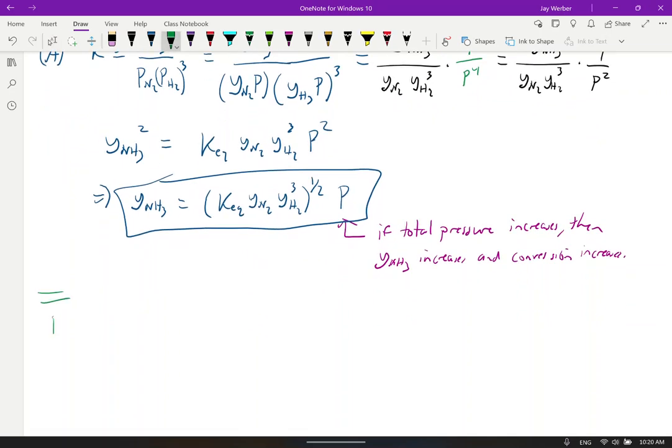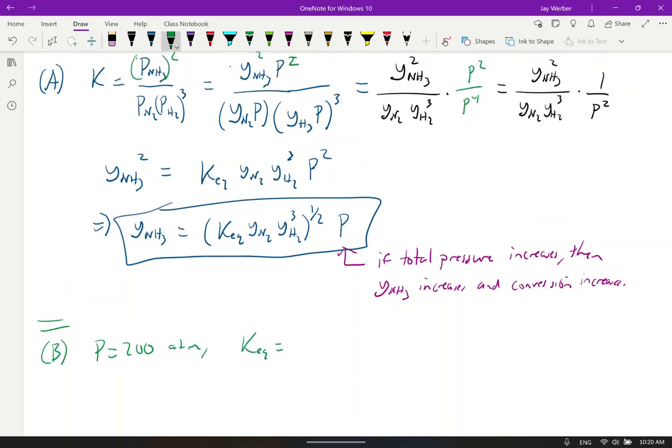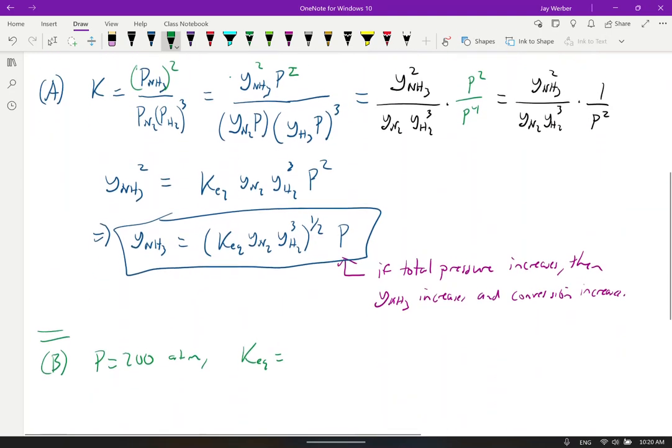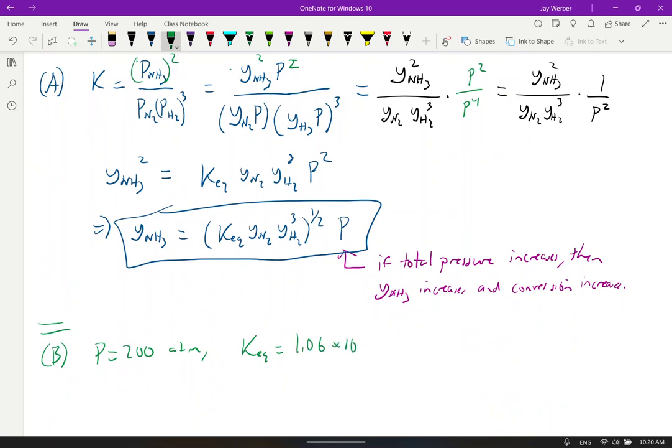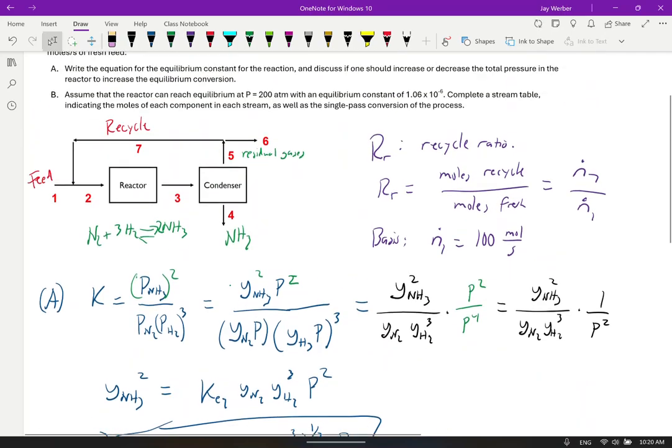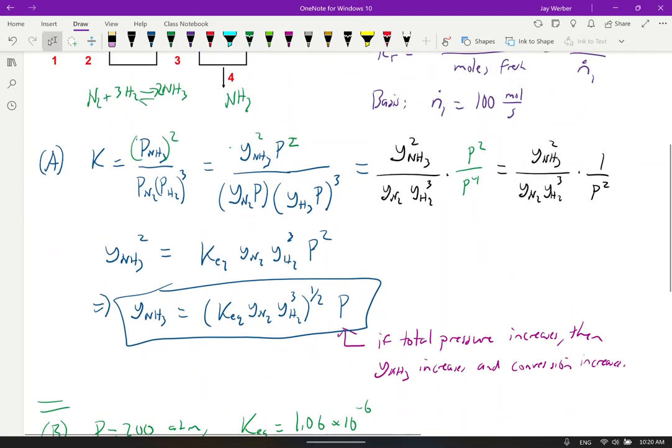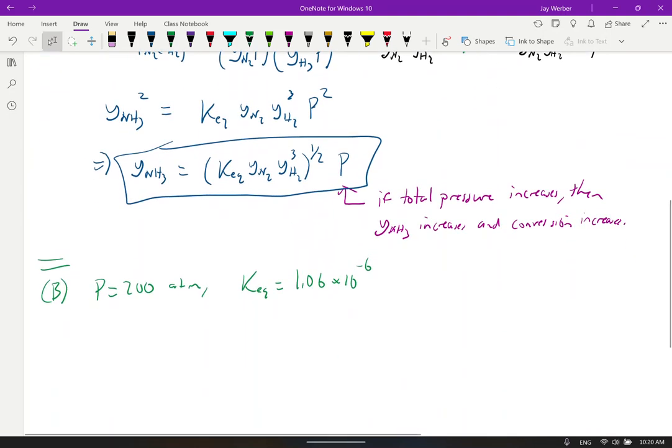So let's go ahead and do it. Okay, so B, we have pressure is 200 atmospheres. K_EQ is equal to 1.06 times 10 to the negative 6th. All right. Great. Okay, and this is, again, with a P_ref equal to 1 atmosphere for this K_EQ. So that is our process.